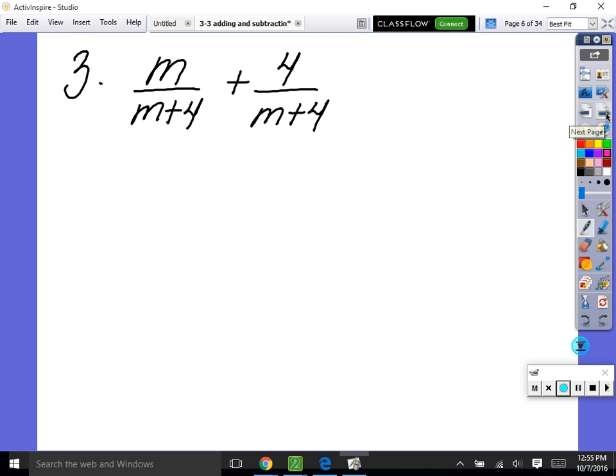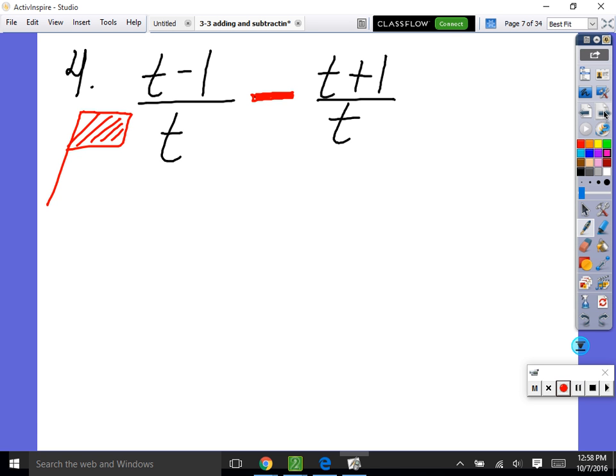So go ahead and do this one quickly. What's our final answer? 1. Very good. Any questions on how we got 1? Okay, so here's a red flag problem. It's called subtraction. People always mess up on subtraction. If you mess up on the test, it's probably going to be in the subtraction.